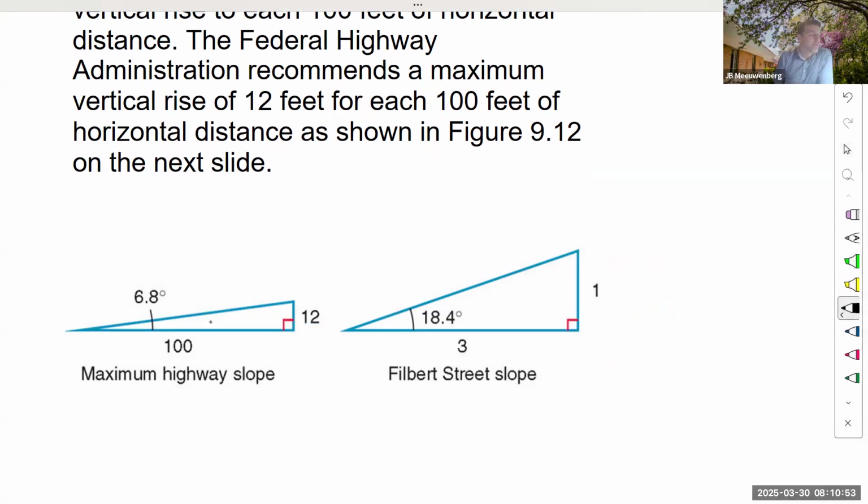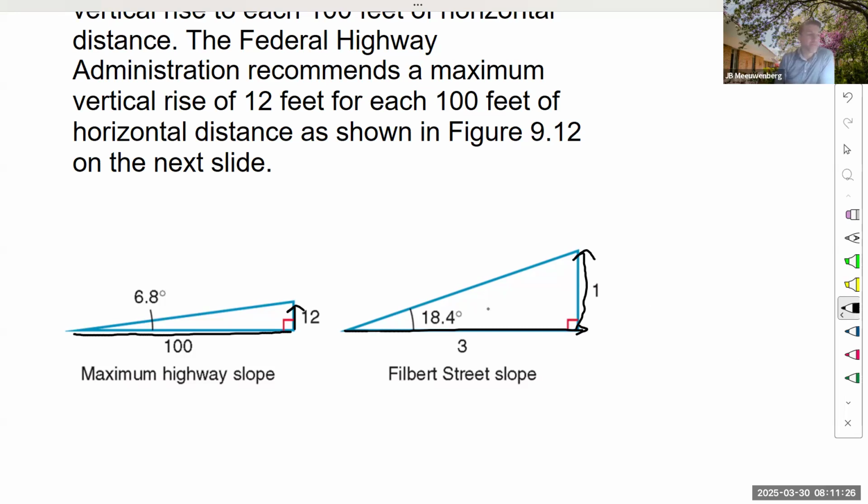So on a highway, for every 100 feet you drive this way, you can only go up 12 feet this way. It's an angle of 6.8 degrees, okay? So for every 100 feet horizontally, you can only go up by a maximum of 12 feet. However, again, that Filbert Street in San Francisco, if you go 3 feet horizontally, it actually increases by 1 foot vertically. That's an incredibly steep road. And so again, this is the idea of slope.